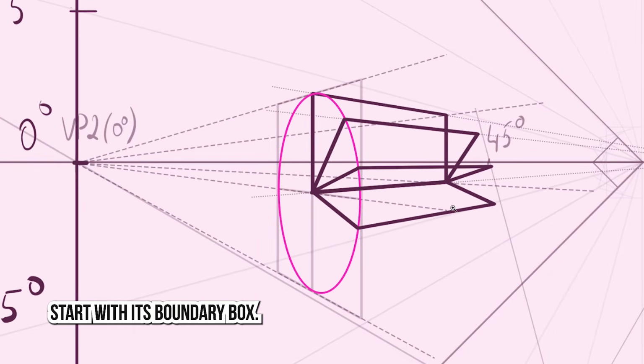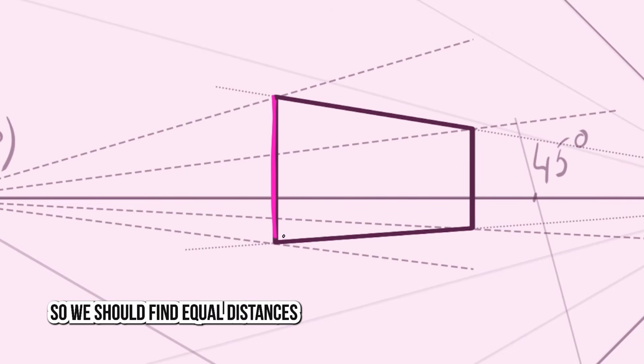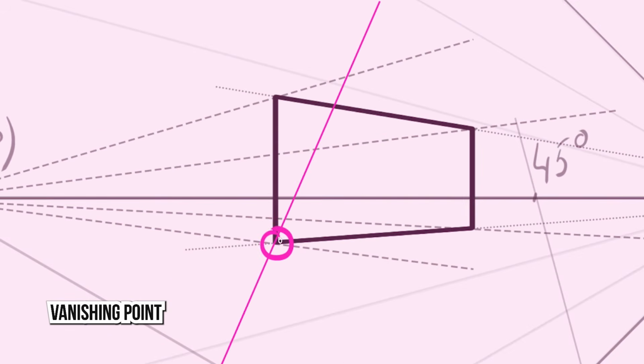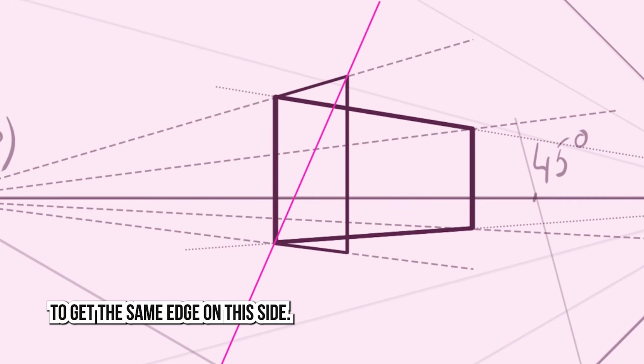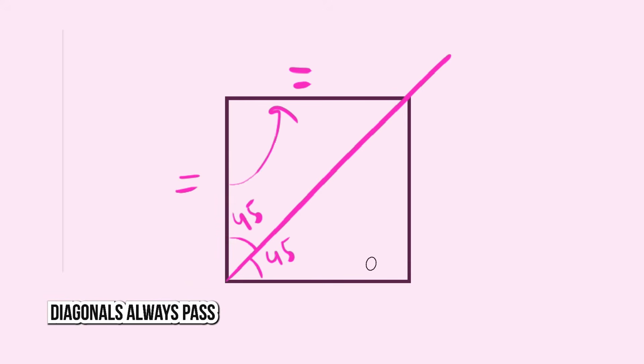Start with its boundary box. My object will rotate along this axis, so we should find equal distances here, here and there. Just use our 45-degree vanishing point to get the same edge on this side. And that's how squares work. Their 45-degree diagonals always pass through corners.